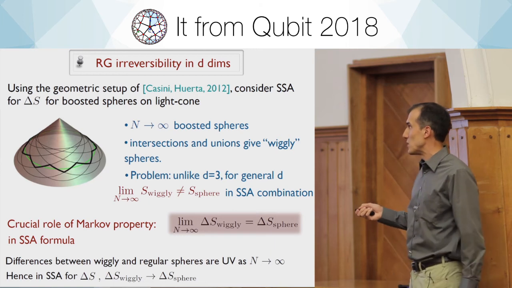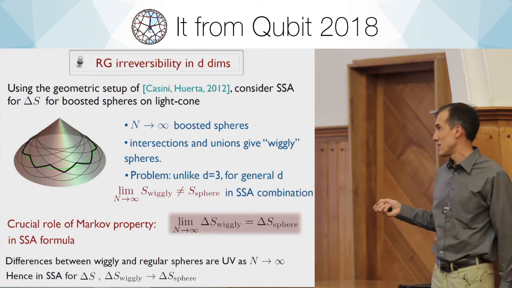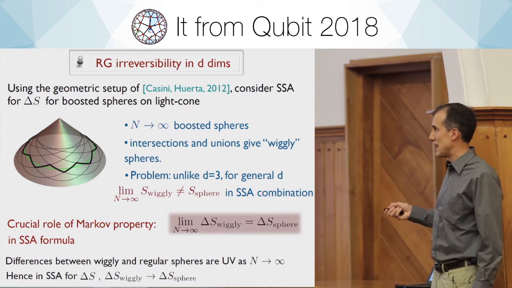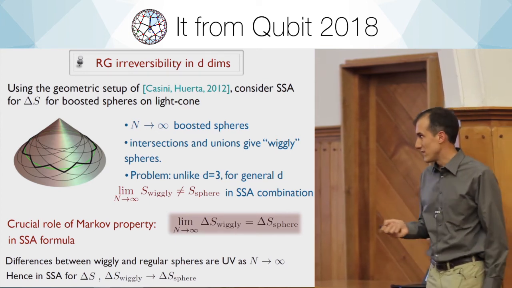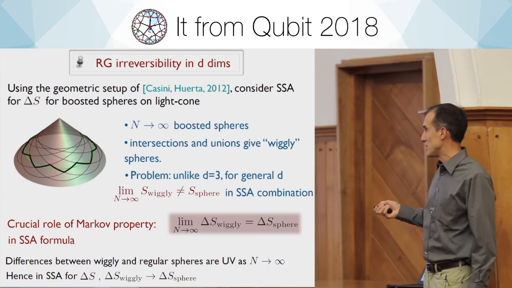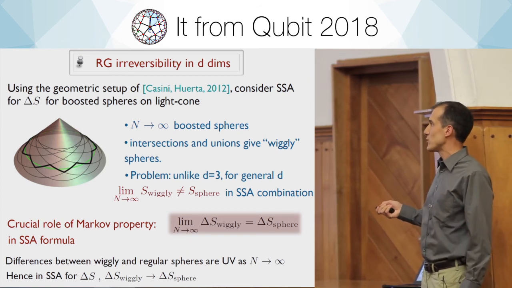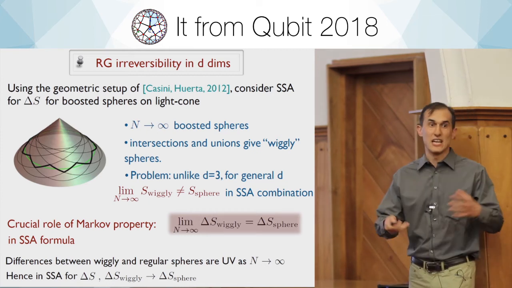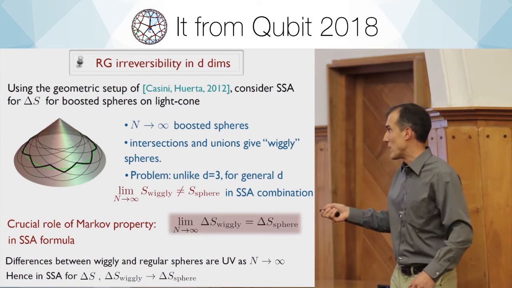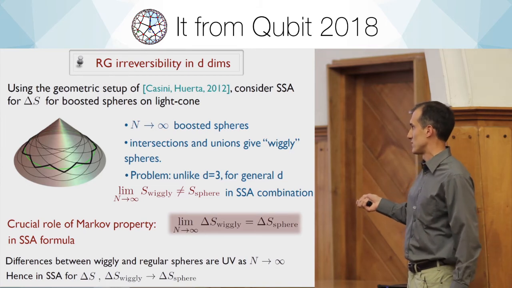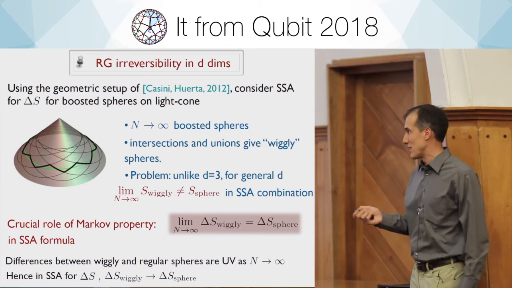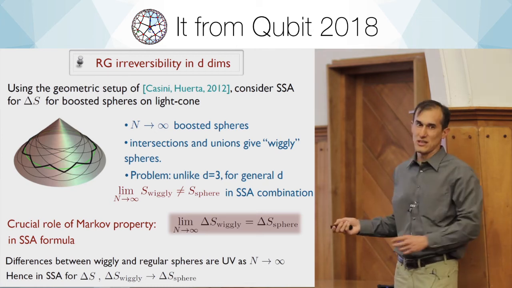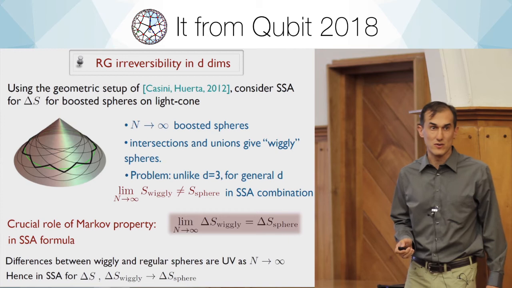Now, the intersections and unions of these spheres give wiggly spheres, but what stopped people from generalizing their approach is that, unlike what happens in d equals 3, if you think about this geometry in d bigger than 3, the entropy of these wiggly spheres does not converge to the entropy of regular spheres in the limit when the number of these wiggles goes to infinity for the strong subadditive. So that was a problem because then you get some strong subadditive inequality where you have spheres on one side, but then wiggly spheres on the other side, and you cannot derive anything useful.